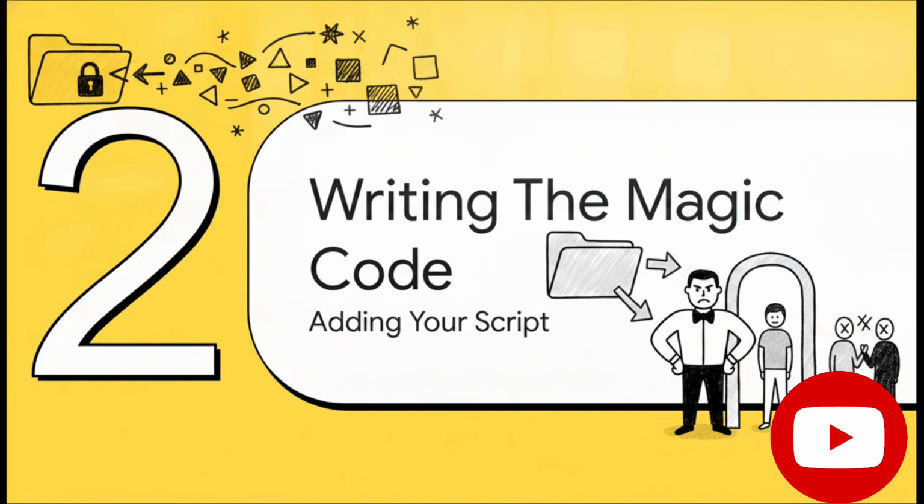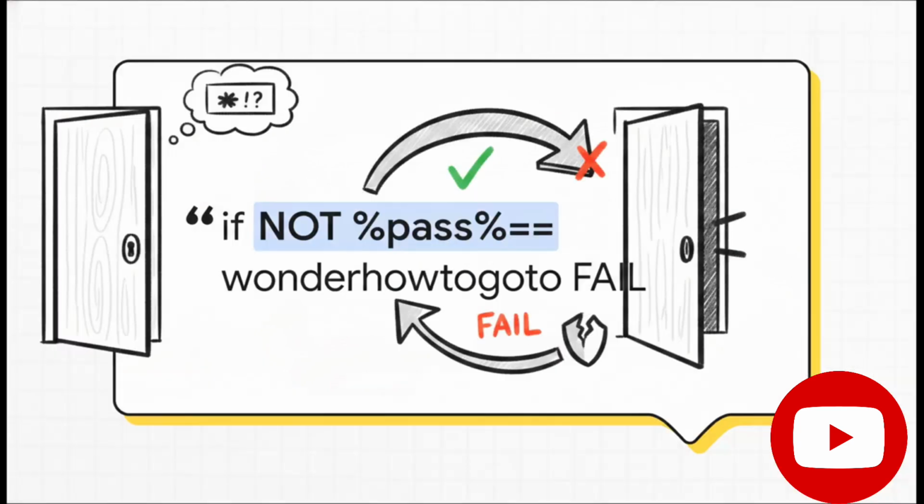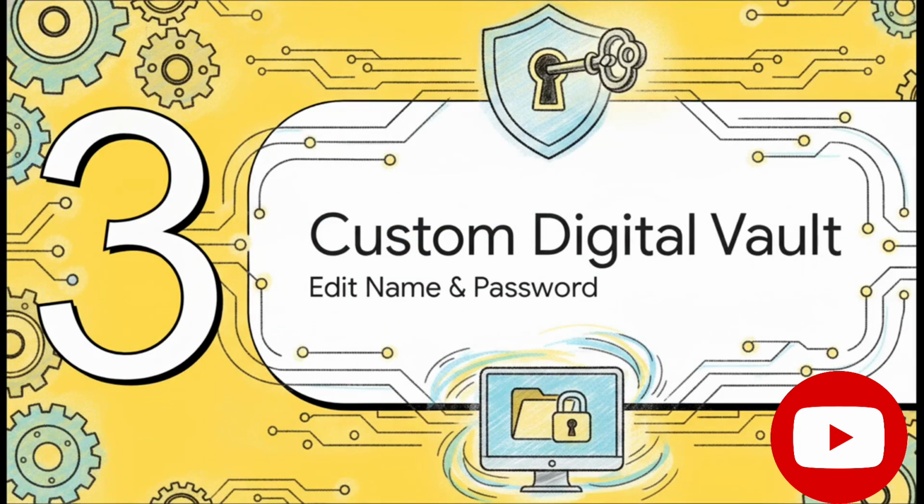Section 2, writing the magic code. Once you paste the code block from our source material into Notepad, it essentially becomes your own personal digital bouncer. Take a look at this specific snippet here. It's not as intimidating as it looks. It literally just tells the computer to check for a specific password. If the password isn't exactly right, boom, entry fails. No access for snoops.